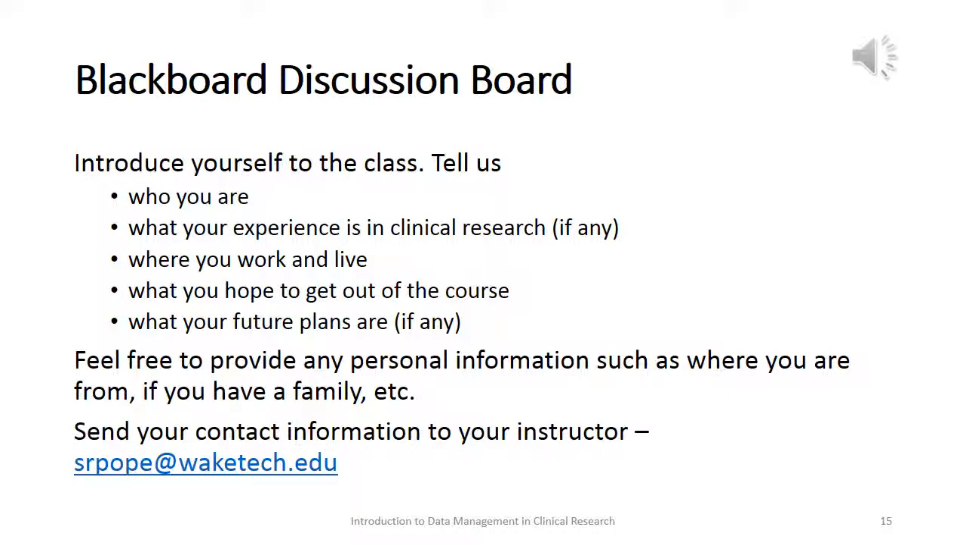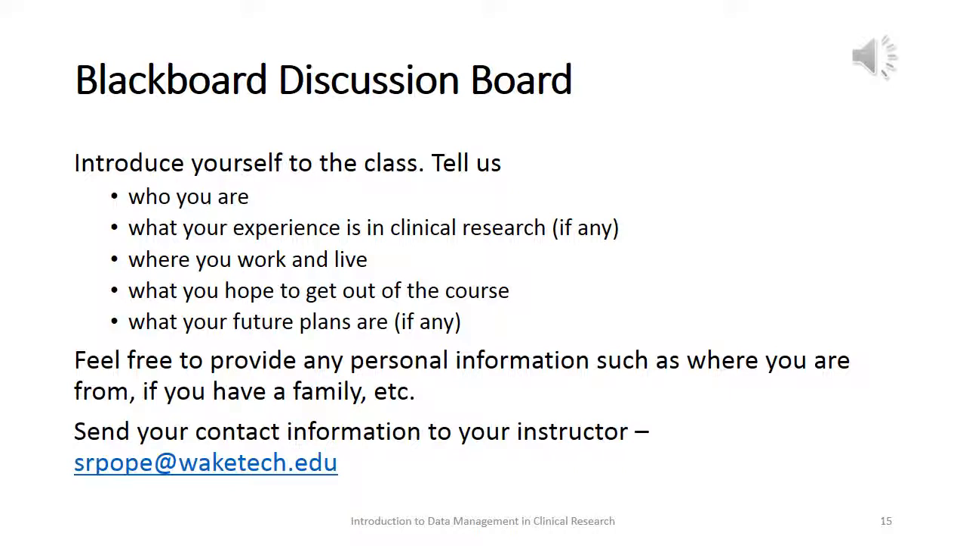You'll find it there. The first item that you'll see when you open that up is a chance for you to introduce yourself. So what I'd like for you to do is to tell us something about yourself, who you are, what experience you have in clinical research, if any. I know some of you may have worked in our industry, may be already familiar with some of this. Some of you may not, but let us know kind of what your experience is. Let us know where you work and where you live. And then hopefully, let us know what you hope to get out of the course.